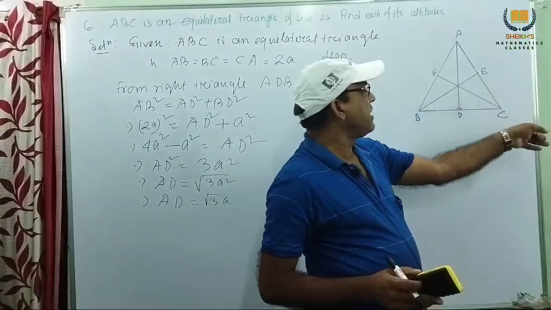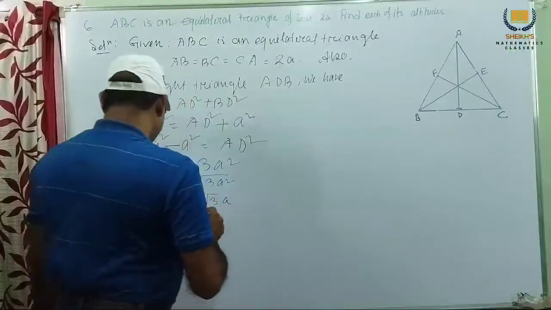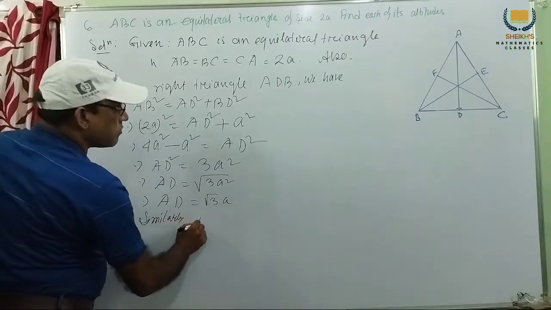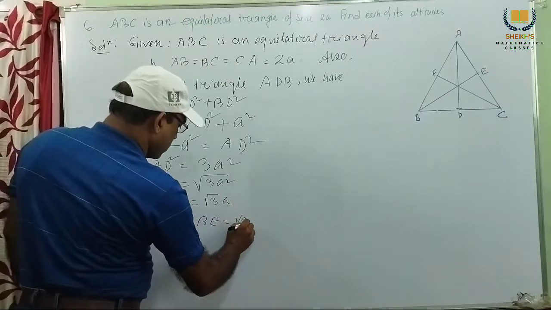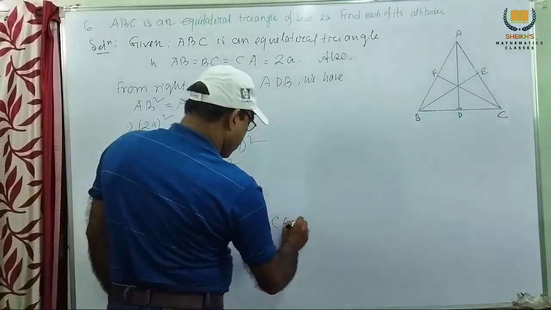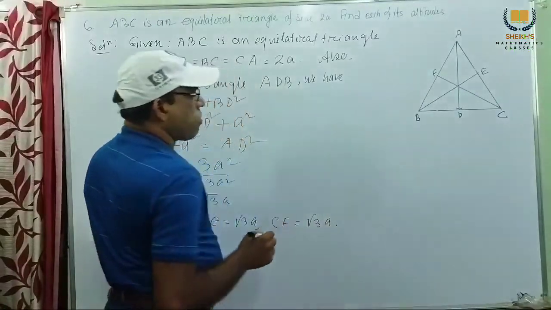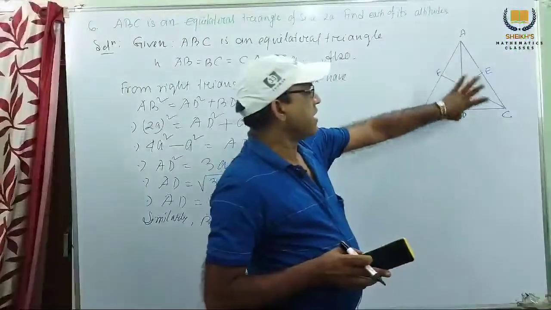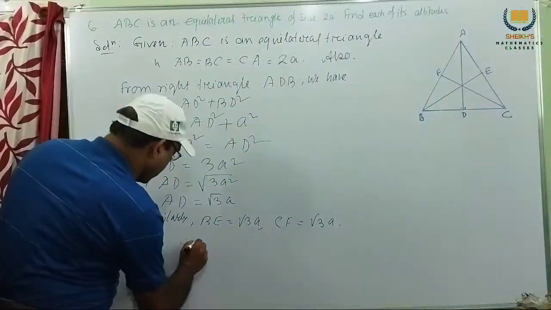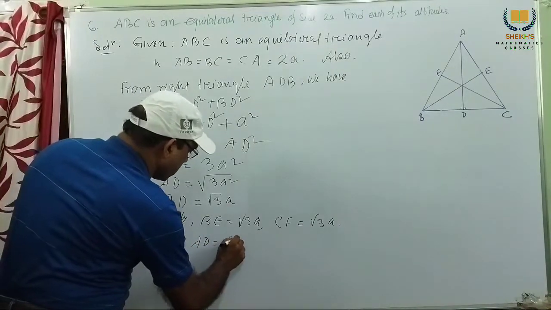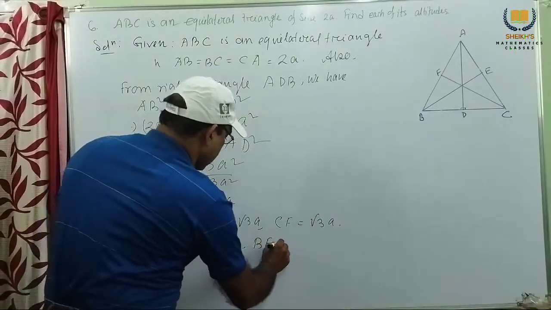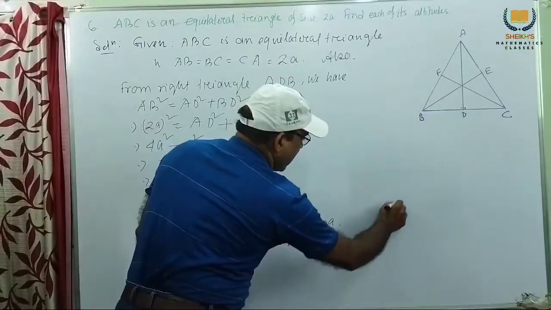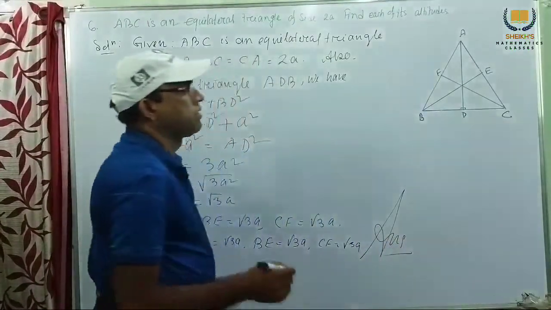Similarly, we can find BE and CF the same way. Similarly, BE equal to root 3a, CF equal to root 3a. So therefore we get the required altitudes AD, BE, CF. Therefore AD equal to root 3a, BE equal to root 3a, CF equal to root 3a, and these are the answer of the given problem.